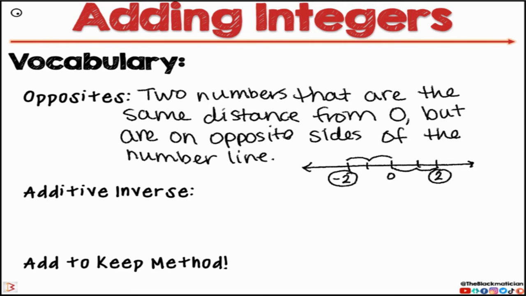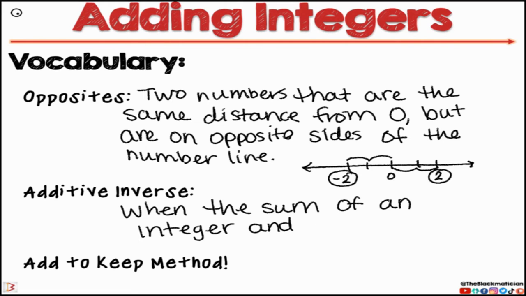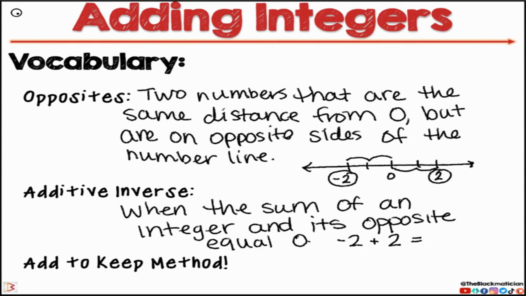Additive inverse is when the sum of an integer and its opposite equals 0. And if I were to just use -2 and 2, -2 plus 2 is going to equal 0. So these are both opposites and additive inverses of each other.